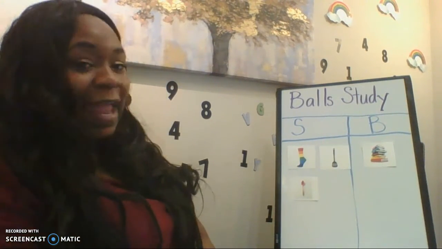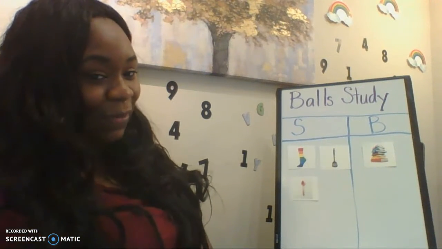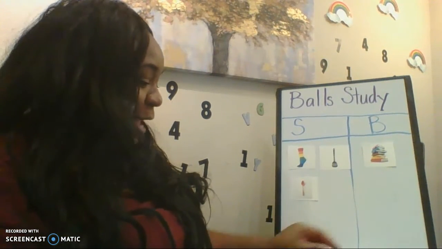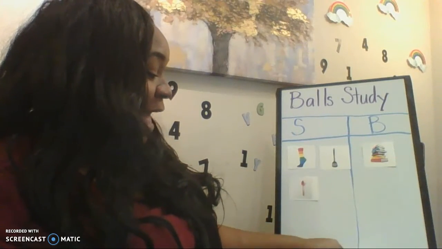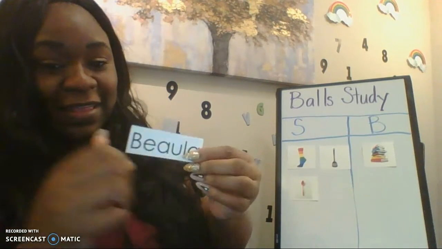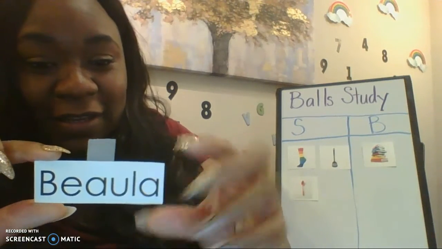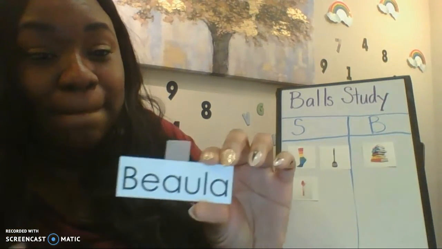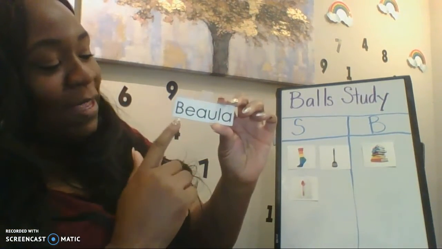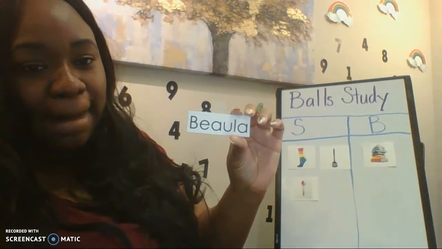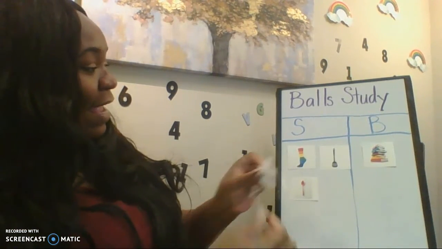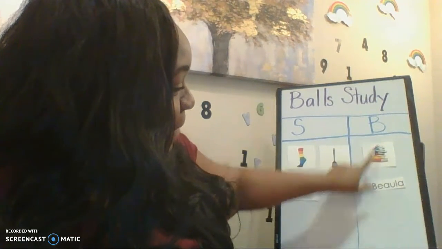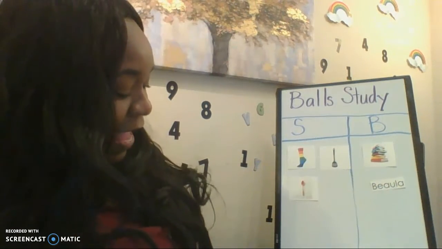Nice job. Now, here's the bonus, okay? Remember Miss Charles said that she has a bonus? So here's the bonus, okay? We have this friend's name. Whose name is this? This is Beulah's name. Beulah. What's the beginning sound for Beulah? Where should I put her? Yes, Beulah goes under the B. B for Beulah. B, b.